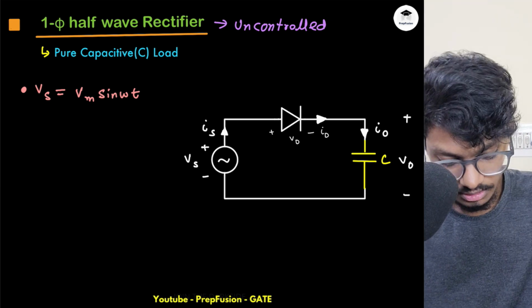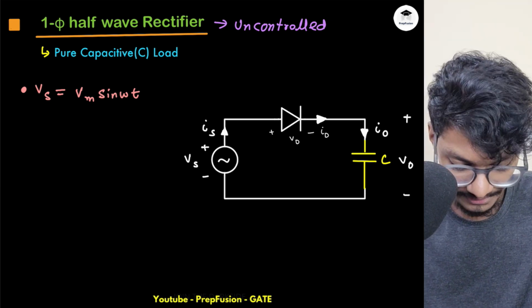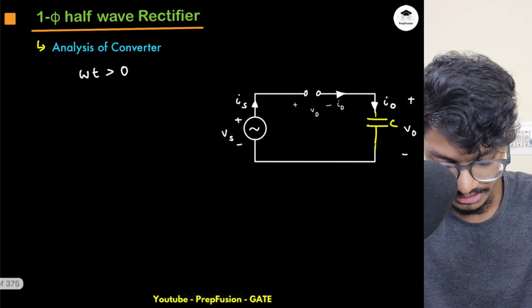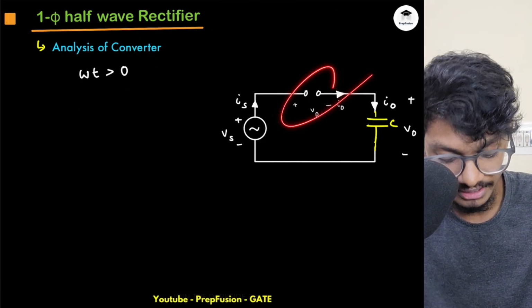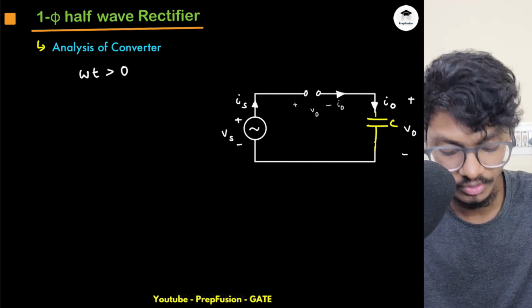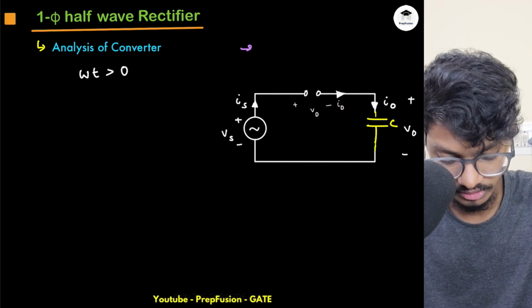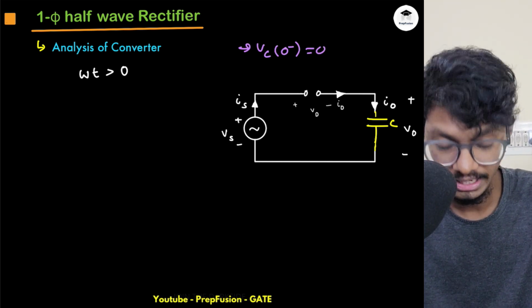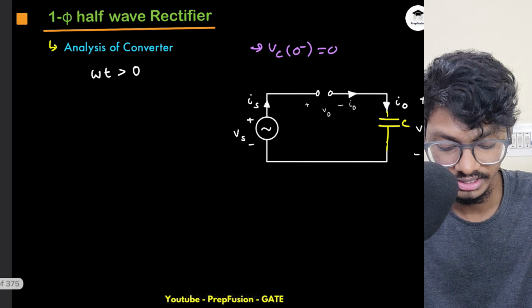Okay, so here, what is happening at t equals 0 plus? We will again understand if omega t is greater than 0, and I assume my diode is initially off, then what is happening? Obviously there is no initial charge across the capacitor, so I will assume that Vc(0 minus) is 0, and I know that a capacitor doesn't change its voltage instantaneously.